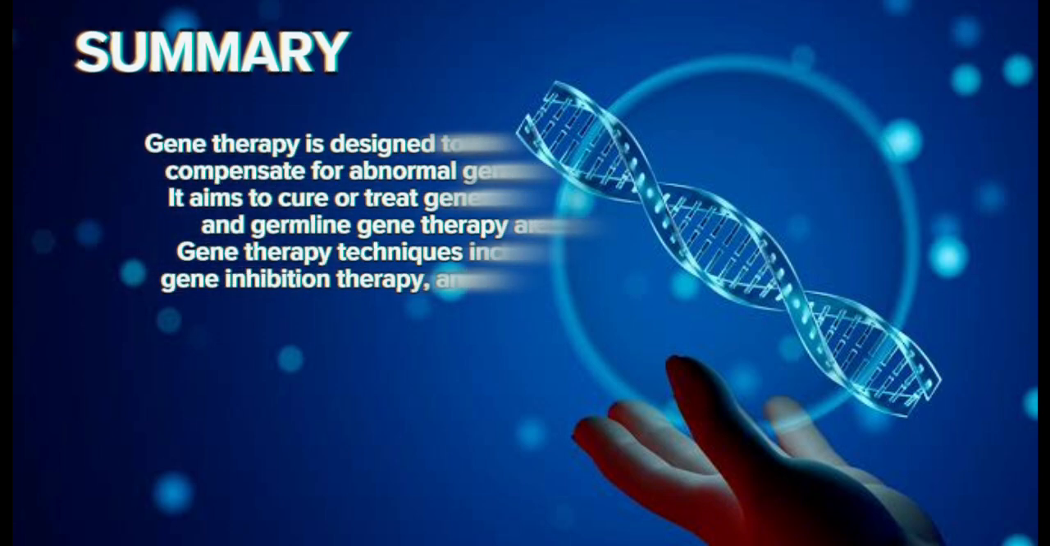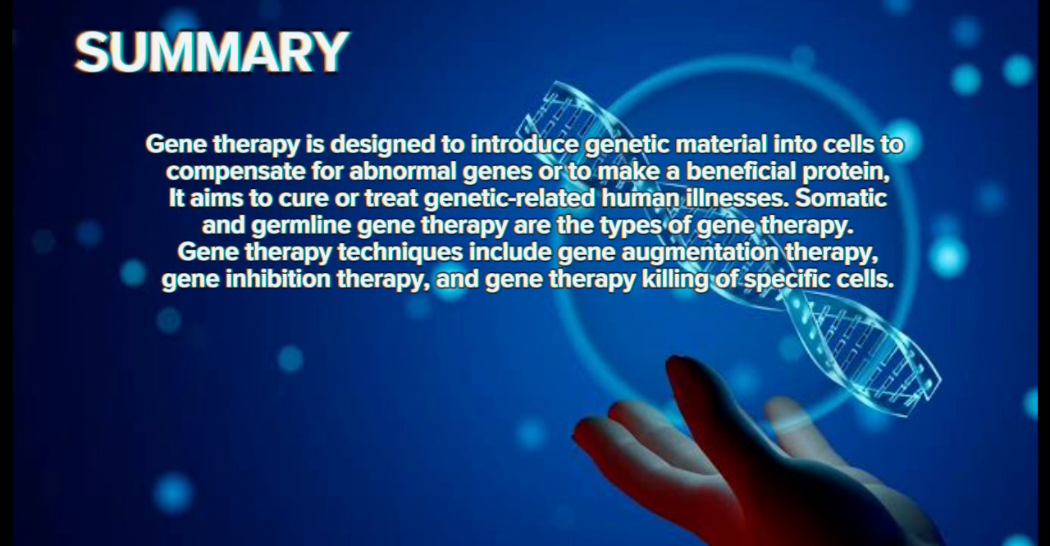Summary. Gene therapy is designed to introduce genetic material into cells to compensate for abnormal genes or to make a beneficial protein. It aims to cure or treat genetic-related human illnesses. Somatic and germline gene therapy are the types of gene therapy. Gene therapy techniques include gene augmentation therapy, gene inhibition therapy, and gene therapy killing of specific cells.